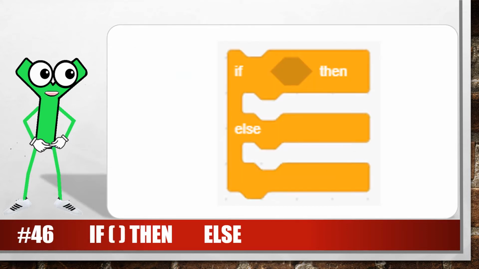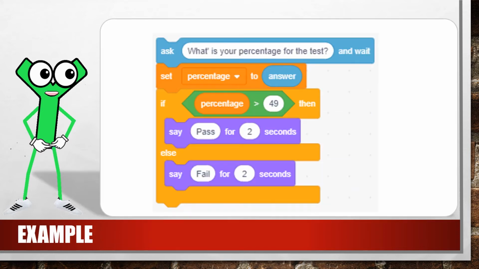This orange block tests the condition and carries out the blocks within the first C space if the condition is true, and it executes the blocks within the second C space if the condition is false. If there is an obvious alternative, you can use the if, then, else block. For example, write code to display pass if you attain 50% or more for a test and fail otherwise.